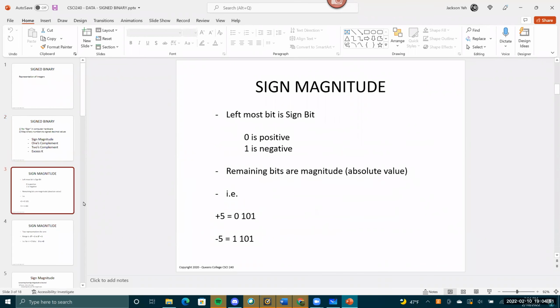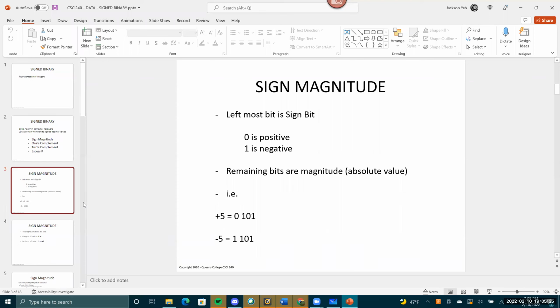With sign magnitude encoding, the leftmost bit, or the highest order bit, is reserved for the sign bit. So 0 will represent positive numbers and the value 1 will represent negative numbers. The rest of the bits in the number are reserved for the magnitude. The magnitude is another way of saying absolute value, right? We have two examples at the bottom of the screen. You have positive 5 and negative 5.